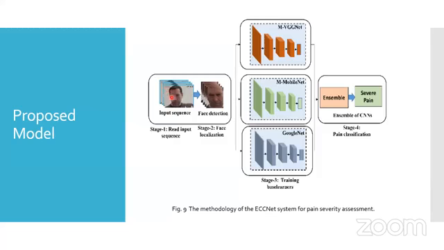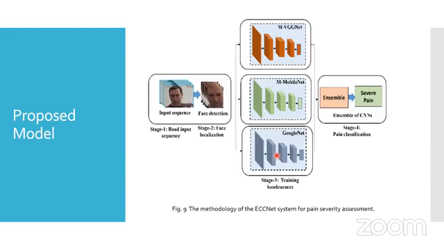This is an input image from the video, then there is face detection, and after the face detection we give it to the 3 different networks. Now one question must be coming to your mind: why are 3 networks required? Why have you not used a single network?